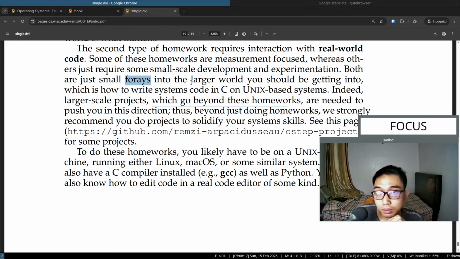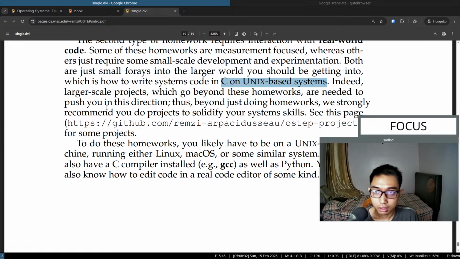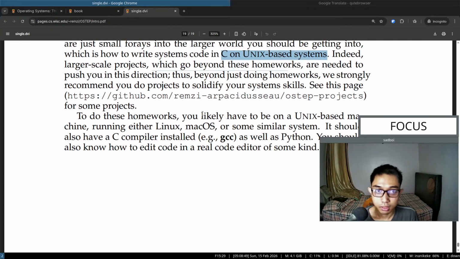Just small forays into the larger world you should be getting into: how to write system code in C on Unix-based systems. Indeed, large-scale projects which go beyond this homework are needed to push you in this direction. Thus, beyond just doing homework, we strongly recommend you do projects to solidify your systems skills.